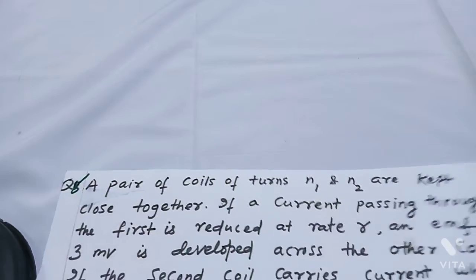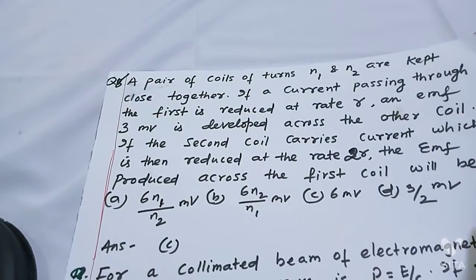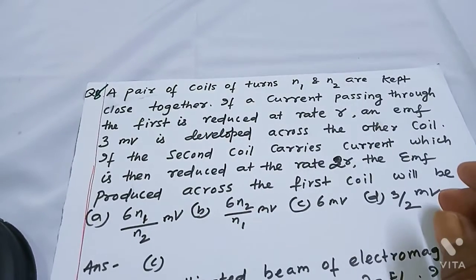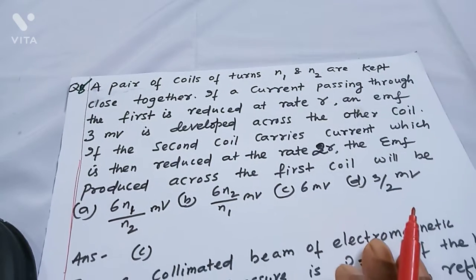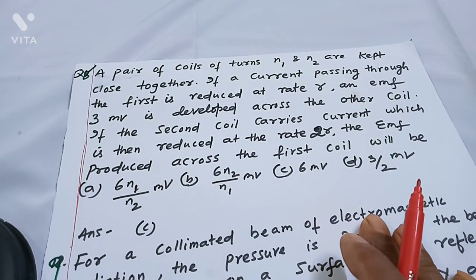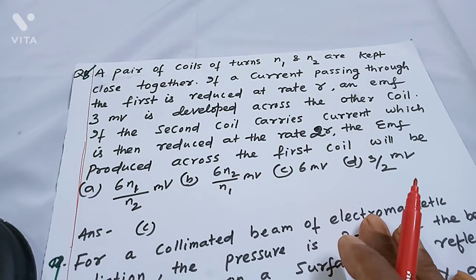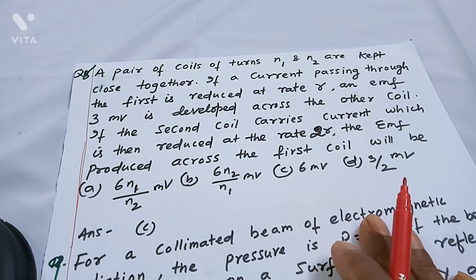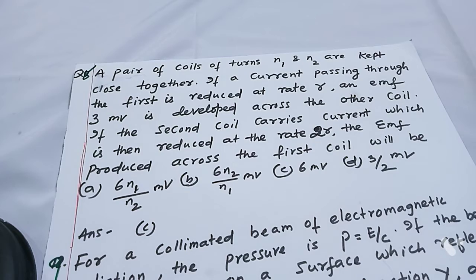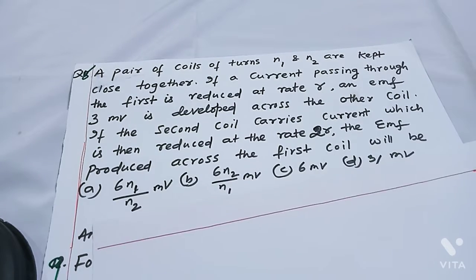Next question is, a pair of coils of turns N1 and N2 are kept close together. If a current passing through the first is reduced at the rate R, an EMF 3 millivolt is developed across the other coil. If the second coil carries current which is then reduced at the rate 2R, the EMF produced across the first coil will be 6N1 by N2 millivolt, 6N2 by N1 millivolt, 6 millivolt, or 3 by 2 millivolt. We know this is a very simple question.